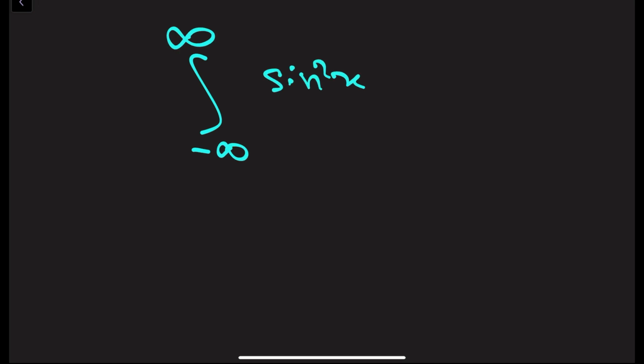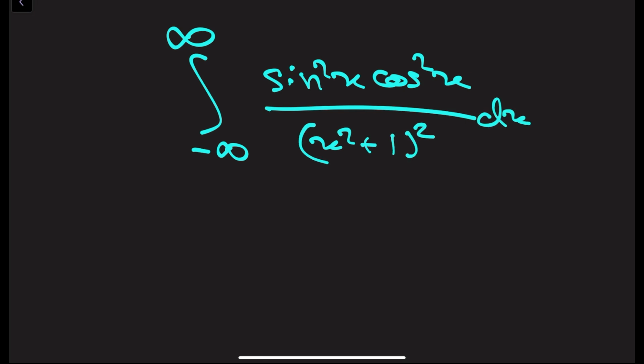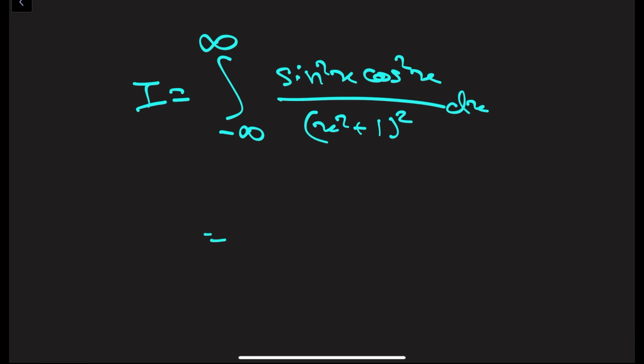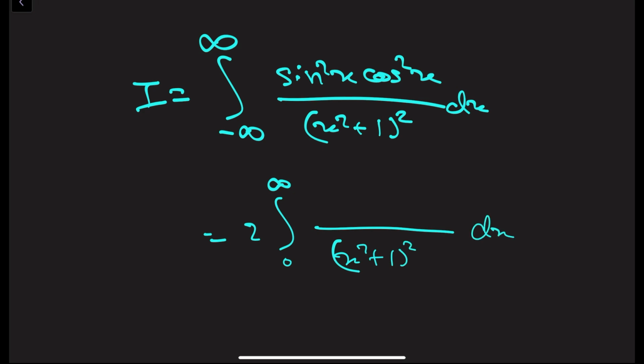Today we have an integral from minus infinity to infinity of, all of this. The first thing I notice is it's an even function over a symmetric interval, so it's twice the integral from 0 to infinity. Now this numerator is (sin x cos x) all squared, which is half sin 2x all squared. That's just a double angle for sine.